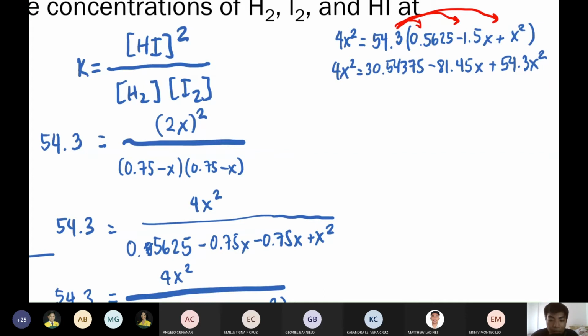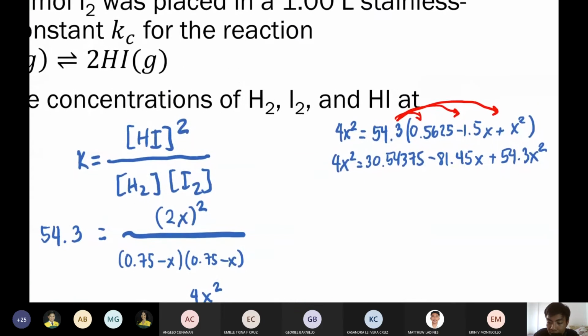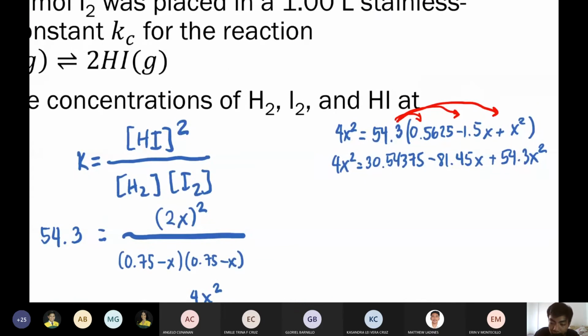Ano susunod mong gagawin pag nakuha mo na yan? Next thing is i-format mo yung equation into this. Sulat ko yung format ng equation. You have to write it in this manner: ax squared plus bx plus c equals 0. O yung 0 pwede nasa right, pwede nasa left. Basta ganyan yung format. X square muna, then x, then c. Di ba ganyan naman ginagawa sa atin sa algebra?